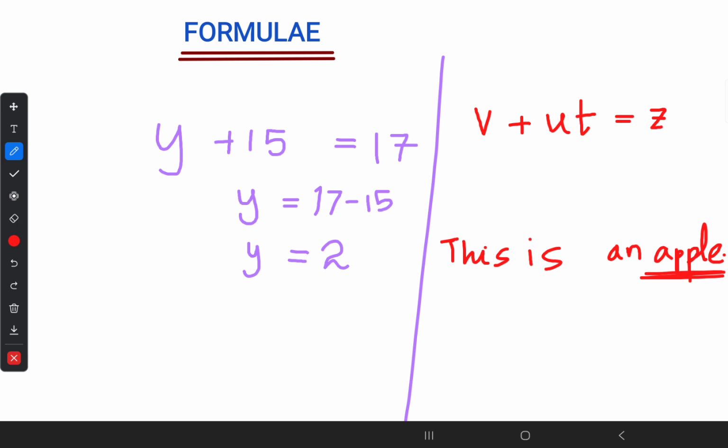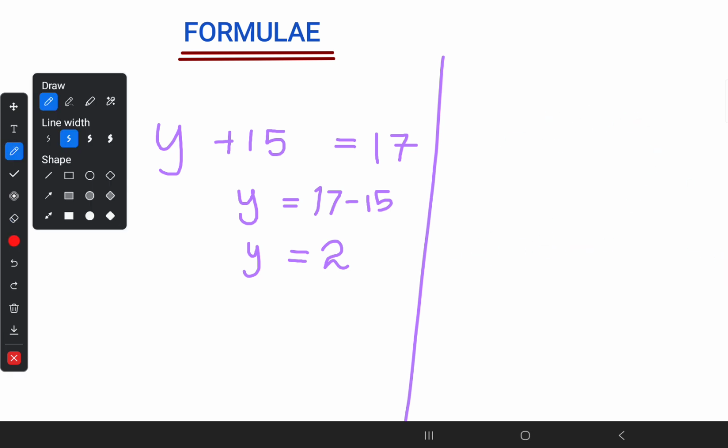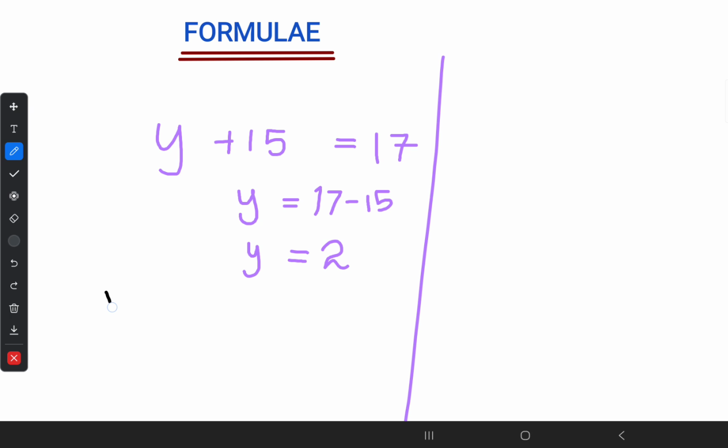So denote that near to the equation inside a bracket. Inside a bracket, not like this. Wait, I will show you here. Actually, if you have an expression like this, v plus ut equals s, here you have to make v the subject. That means you need to isolate the v.